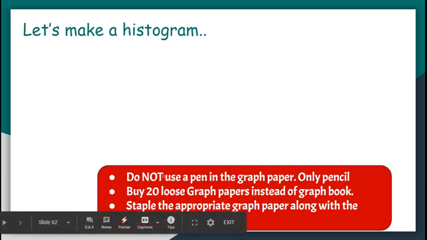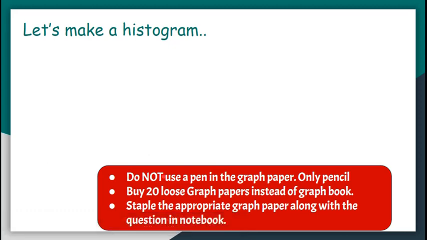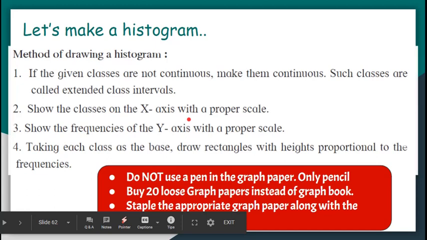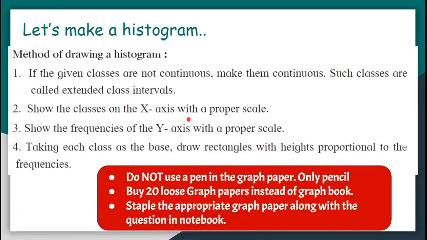You are not going to use pen in the graph paper at all. You will only use pencil, and for every question you will draw the graph, tear the graph from there and staple it in the correct place near to the question. Make sure you do these points before moving ahead with the video. Now, here are the steps that we are going to follow to make a histogram. You can pause, you can read this. We will be doing each and every step to make the histogram. If you want, you can also write, but it is not necessary to write. Just read through this, pause and read.